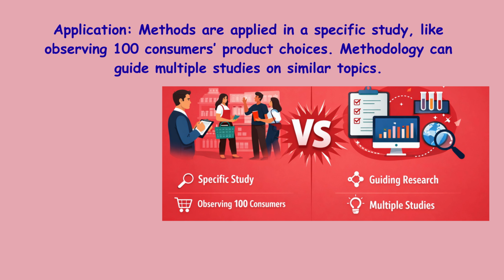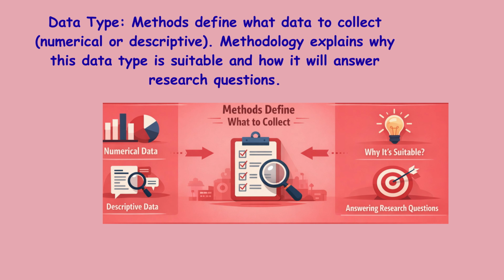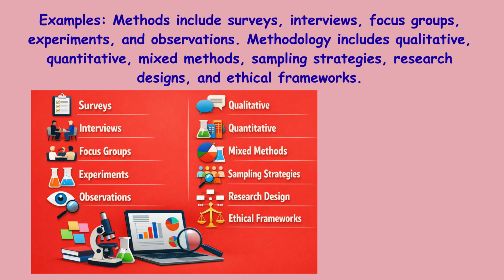Application. Methods are applied in a specific study, like observing 100 consumers' product choices. Methodology can guide multiple studies on similar topics. Data type. Methods define what data to collect, numerical or descriptive. Methodology explains why this data type is suitable and how it will answer research questions. Examples. Methods include surveys, interviews, focus groups, experiments, and observations. Methodology includes qualitative, quantitative, mixed methods, sampling strategies, research designs, and ethical frameworks.